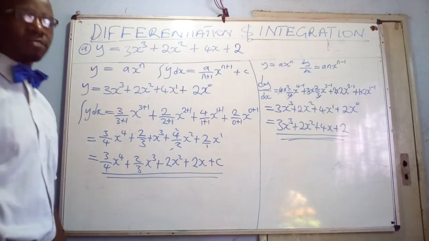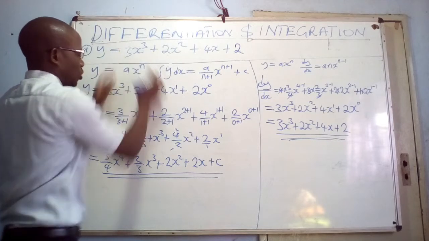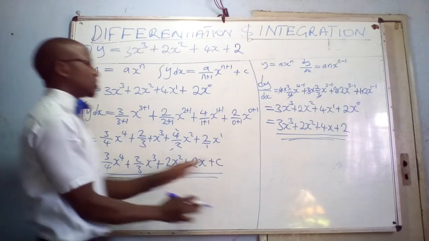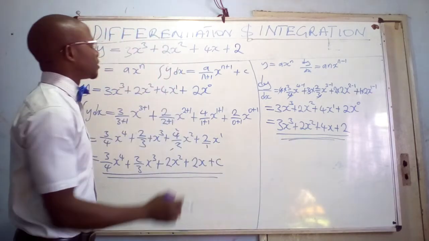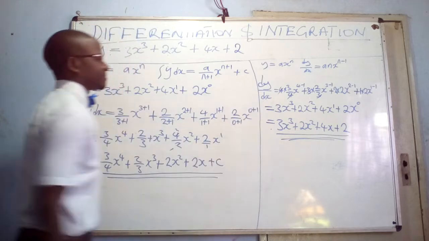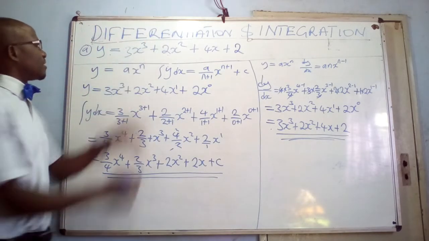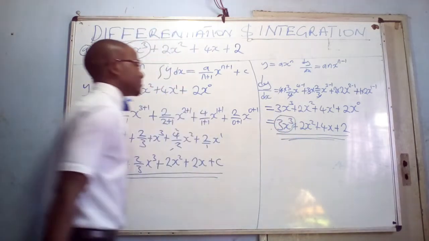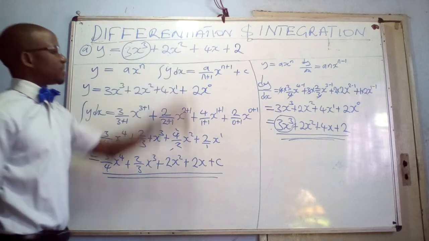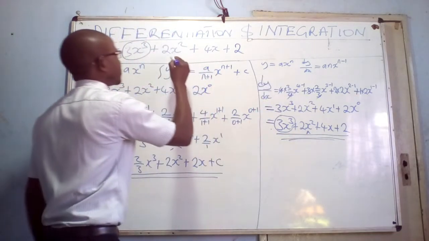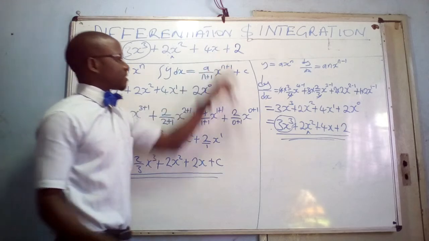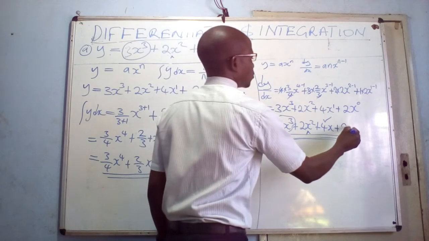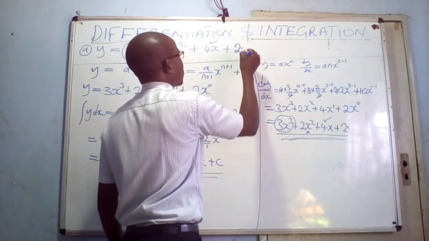Now let us see the relationship. We integrated this function to get this answer. After getting this answer, we differentiated this answer to get this answer. Look at the relationship between this and that. 3x to the power 3, this one here, is the same as that. 2x squared is not different from this. 4x is the same as that. 2 is this same 2. They are the same.